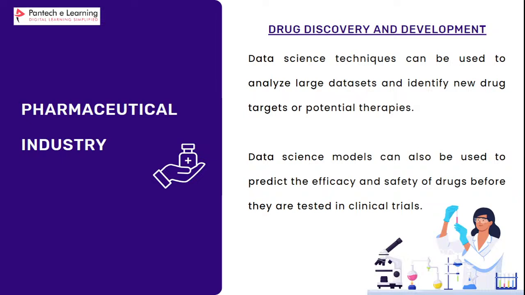And data science models can also be used to predict the efficacy and the safety of drugs before they are tested in clinical trials. So if you have the data of your past medicines or drugs, instead of directly going into clinical trials with some animals, you can first try to predict, with the help of data science models, how effective it could be, and then you can go with clinical trials, right?